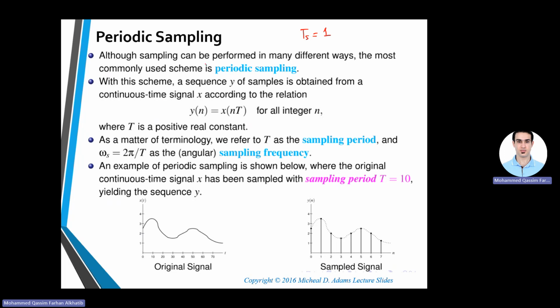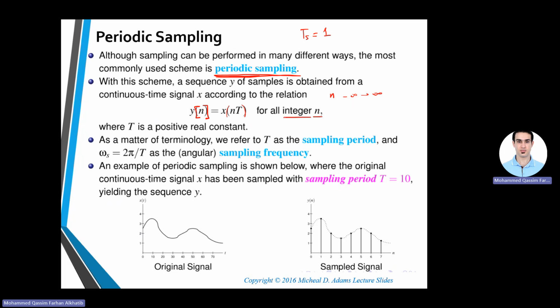Although sampling can be performed in many different ways, periodic or uniform sampling is quite widely used for its simplicity. With this scheme, take a sequence y of n, samples obtained from a continuous-time signal x. Notice here, y of n is discrete, while x is continuous. It means that I'm taking samples from the continuous signal at fixed points in time, for all integer values of n from negative infinity to infinity.